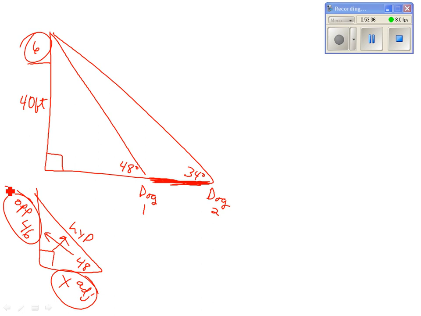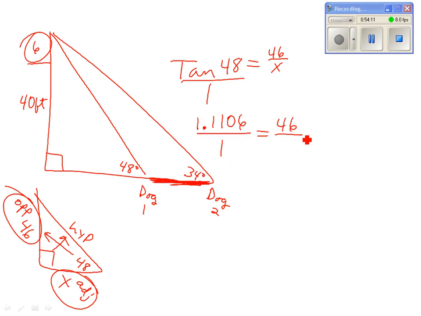Which trig ratio are we going to be using this time? Tangent. Tangent of 48 degrees equals opposite over adjacent, so 46 over X. Put a 1 under that. Somebody help me out so I don't have to keep grabbing my calculator. What's tangent of 48? 1.106.